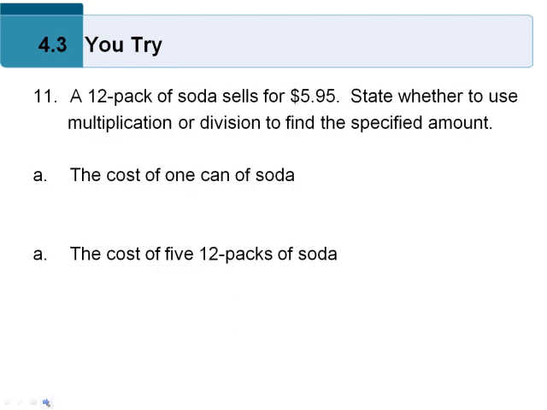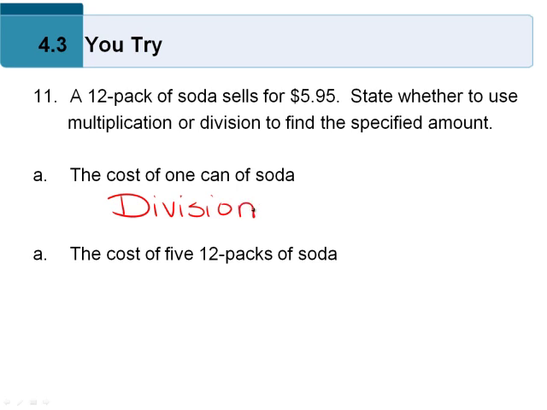Number 11. A 12-pack of soda sells for $5.95. State whether to use multiplication or division to find the specified amount. If we want to find the cost of 1 can of soda, well, if we know 12 of them cost $5.95, to find 1 can, you're going to have to divide because you're figuring out the cost of each individual one. You're cutting it into equal parts. So part A is division.